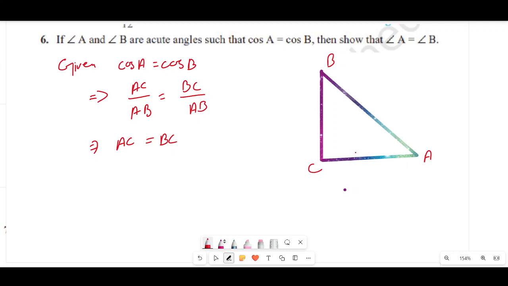Clear? Corresponding will be equal. That is the theorem. Clear? That is the theorem. Now we can prove this theorem with the help of many axioms, and this question is already proved, because if you talk about AC and BC, then we can say that this is an isosceles triangle. Clear? This is an isosceles triangle. Clear?